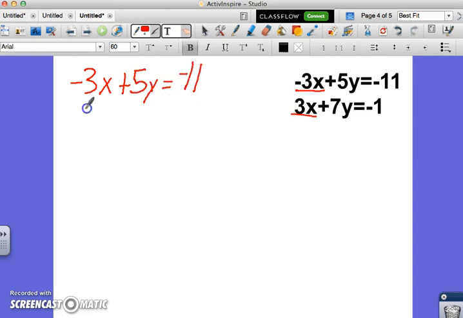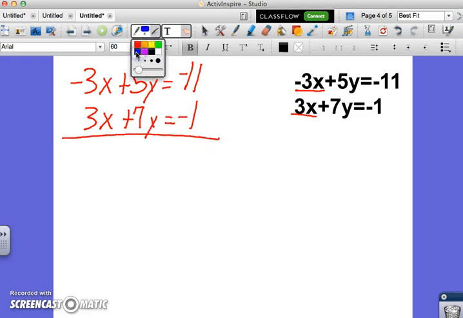Negative 11. Positive 3x plus 7y equals negative 1. Now, make up our mind. Are we going to add or subtract? Because this one's negative and this one's positive, they're already opposite signs. We are going to add these equations. Okay? We're going to add these equations.